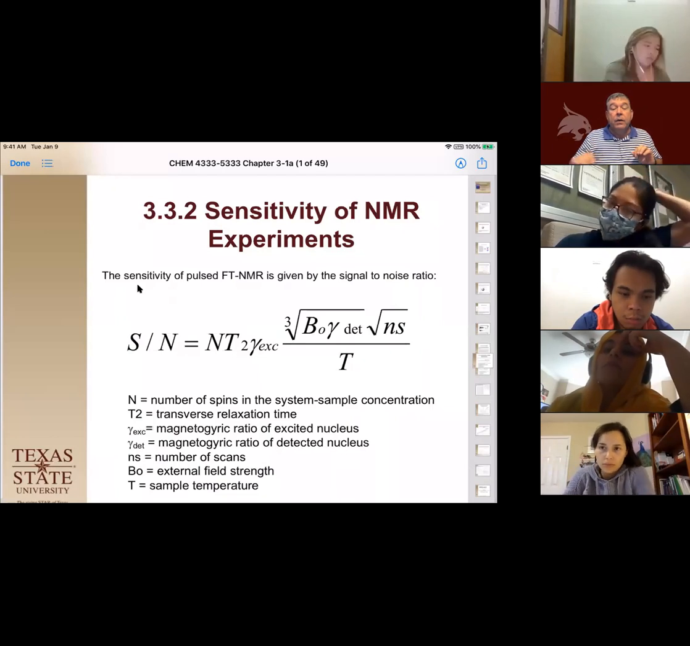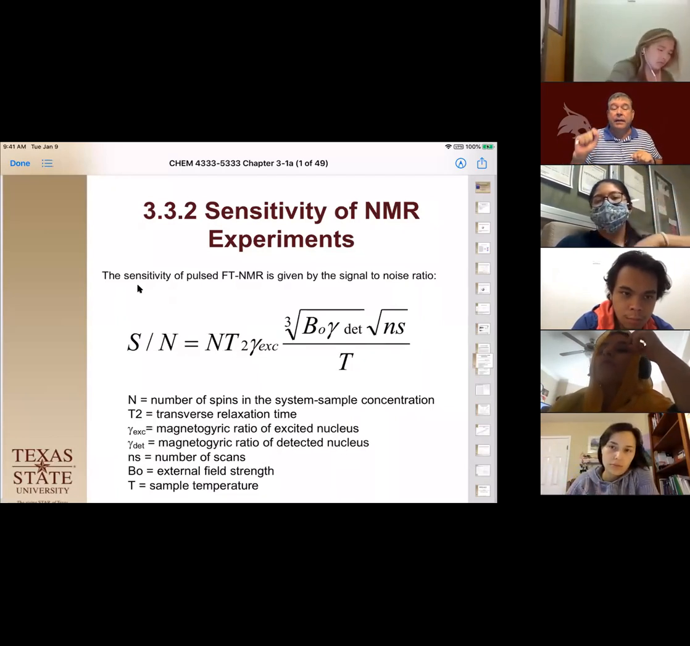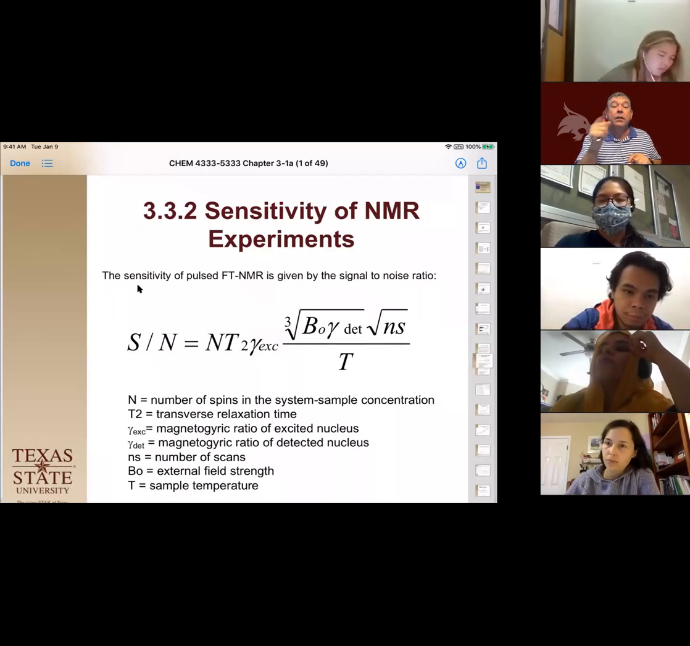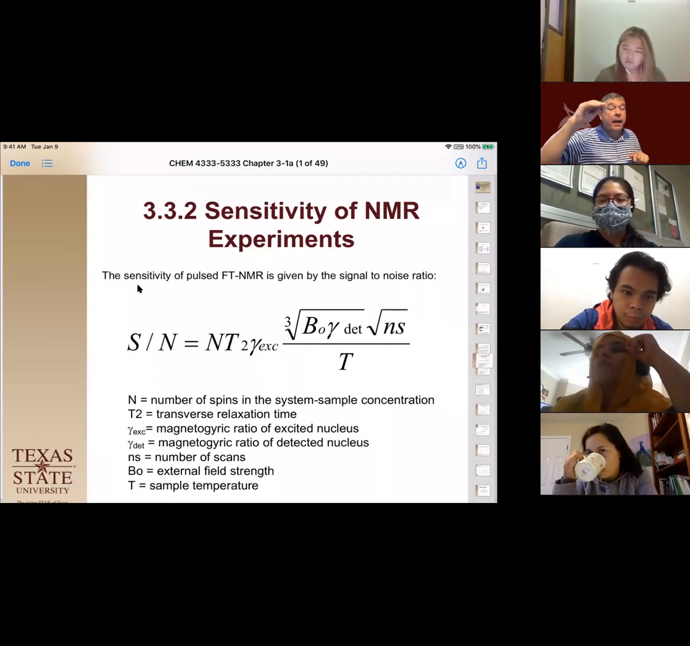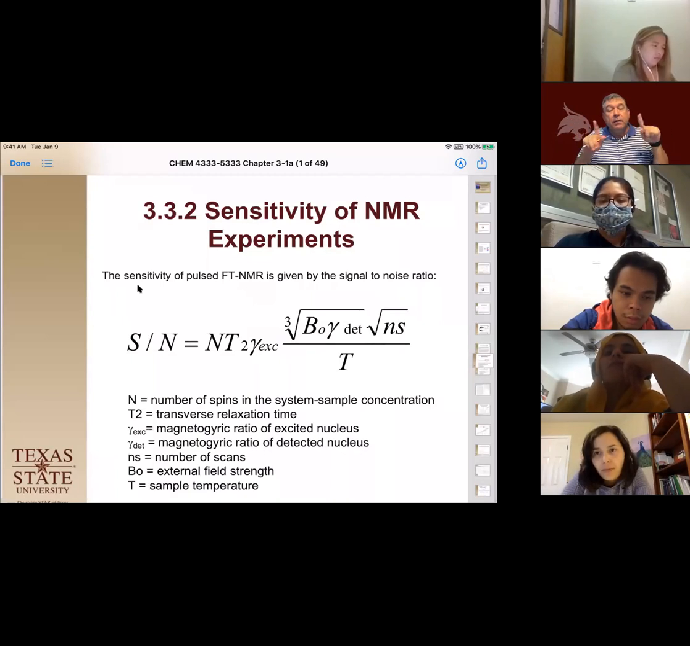Now, if you can load up your sample until it starts to become viscous, that's great, because you get more spins in the system, as long as it doesn't affect the homogeneity. If you start changing the viscosity, you are going to change the homogeneity. So as high a concentration as you can get without changing the viscosity is a good thing. Then we look at our T2, our transverse relaxation time, the spin-spin interaction between spins. Hopefully that's very short and we can get rid of that.